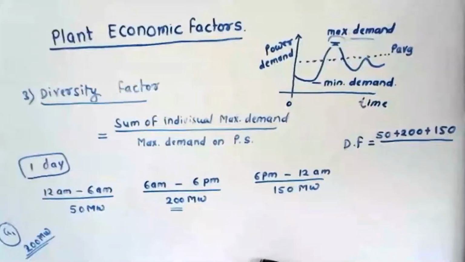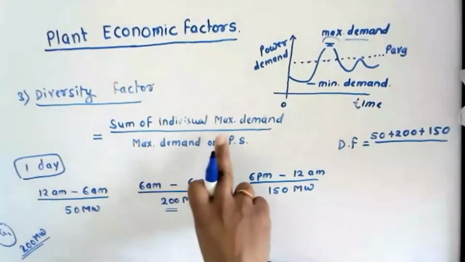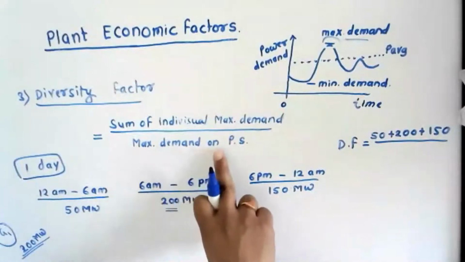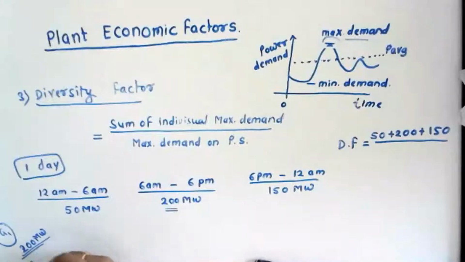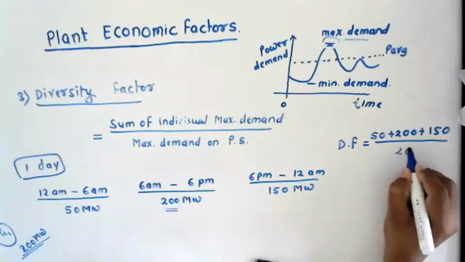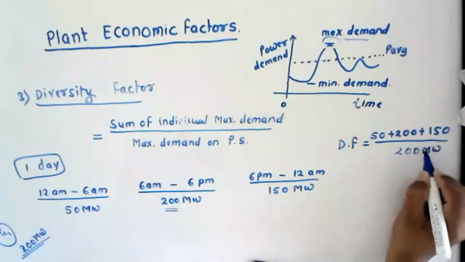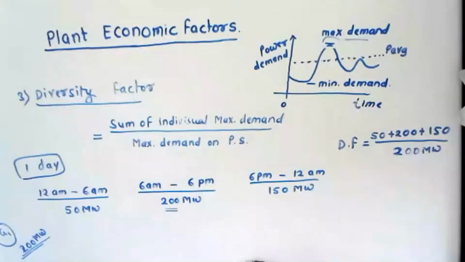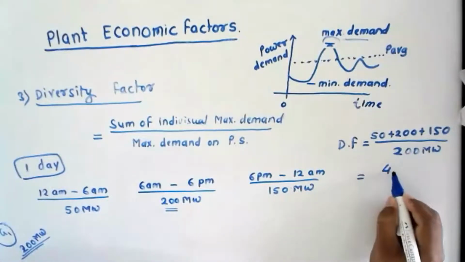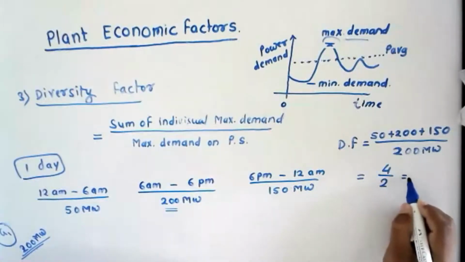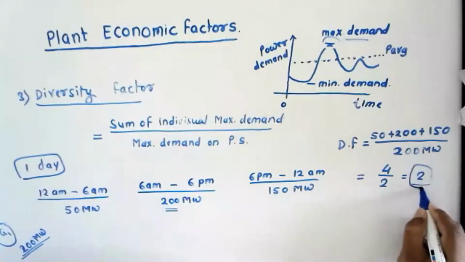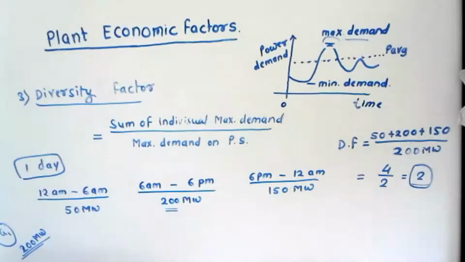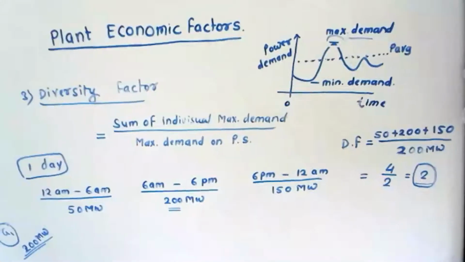But here now what we are going to do: sum of individual maximum demands divided by the maximum demand on the power system. So 200 megawatt is the maximum power demand according to the power system. So what is its answer here? 400 by 200 means 2. Here 2 is your answer, the diversity factor.